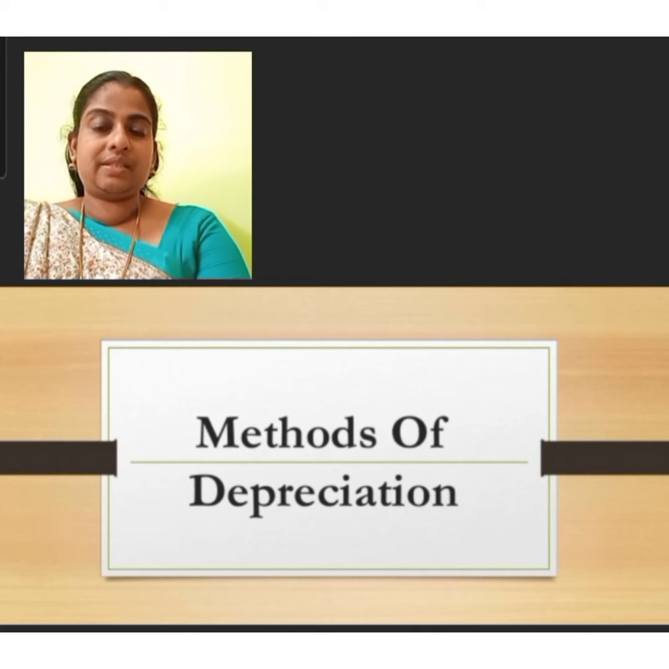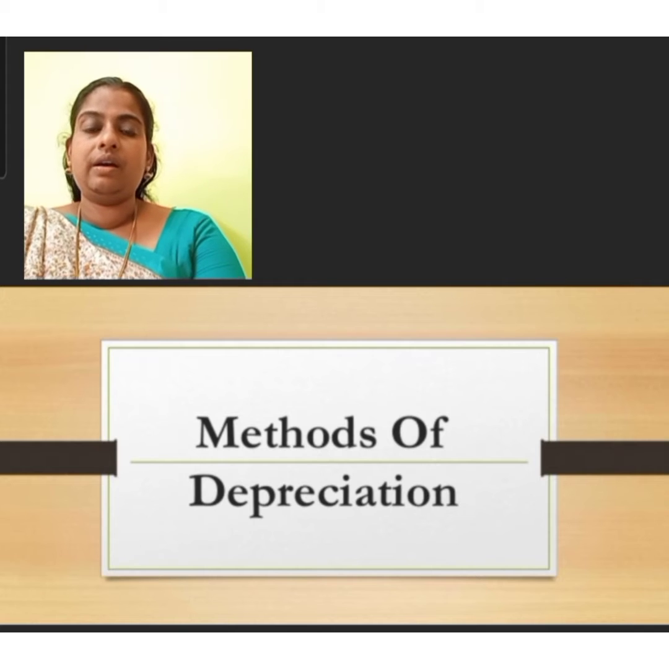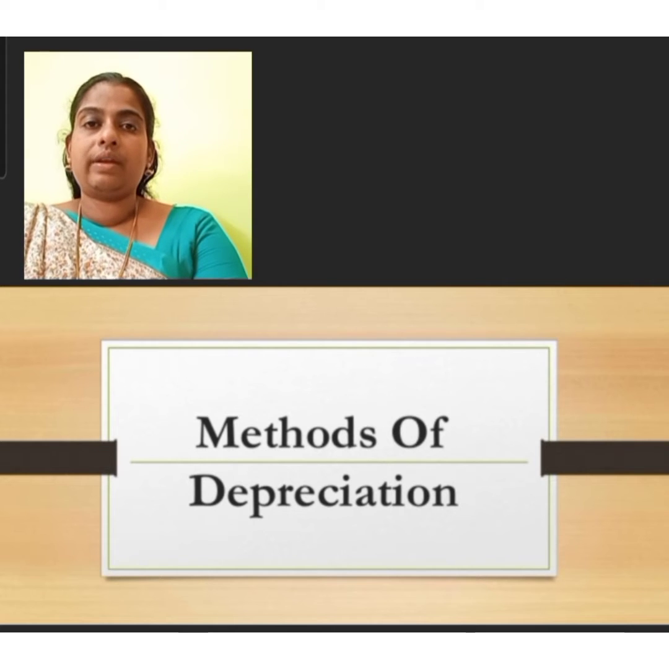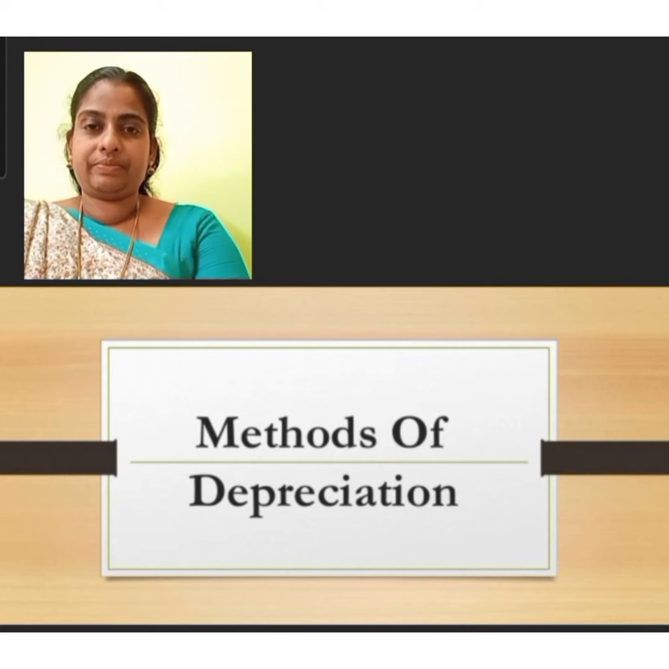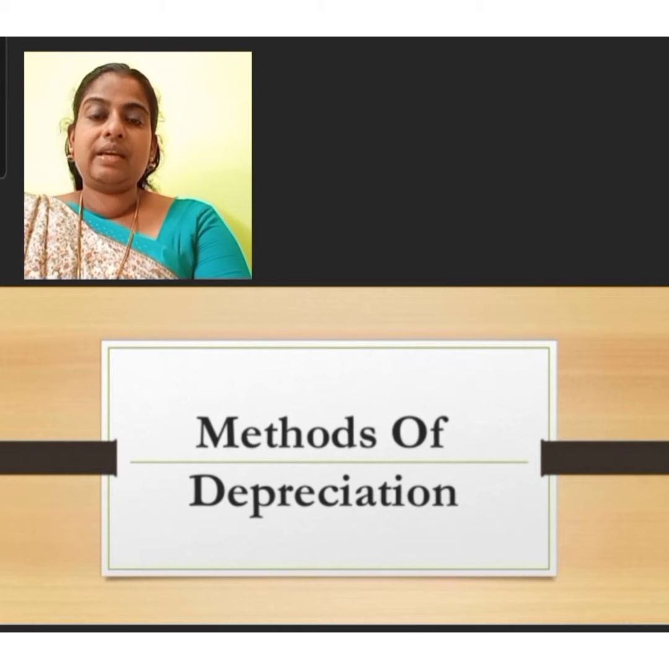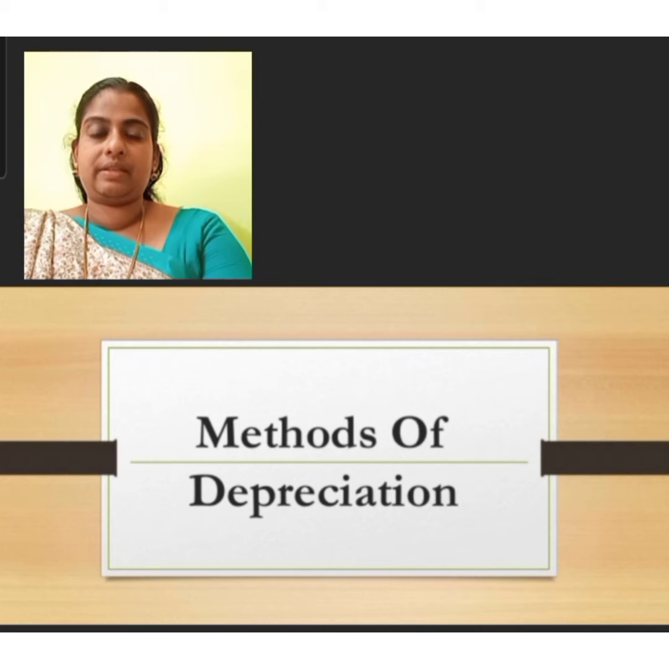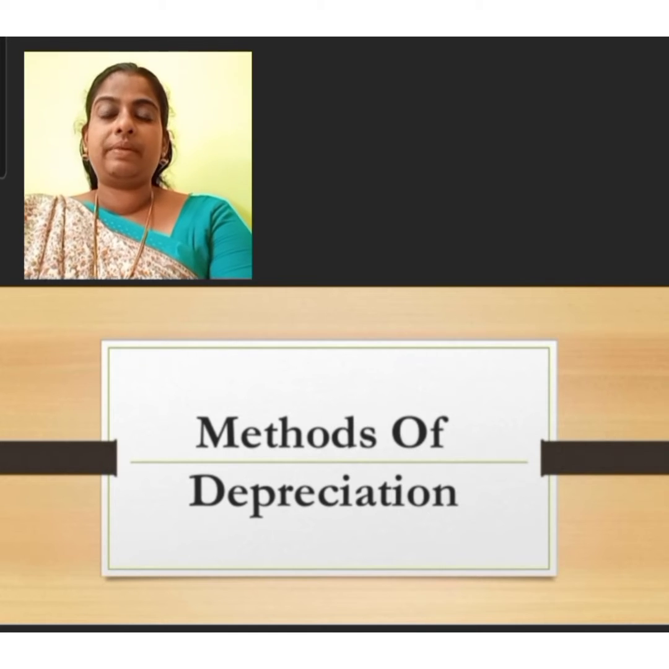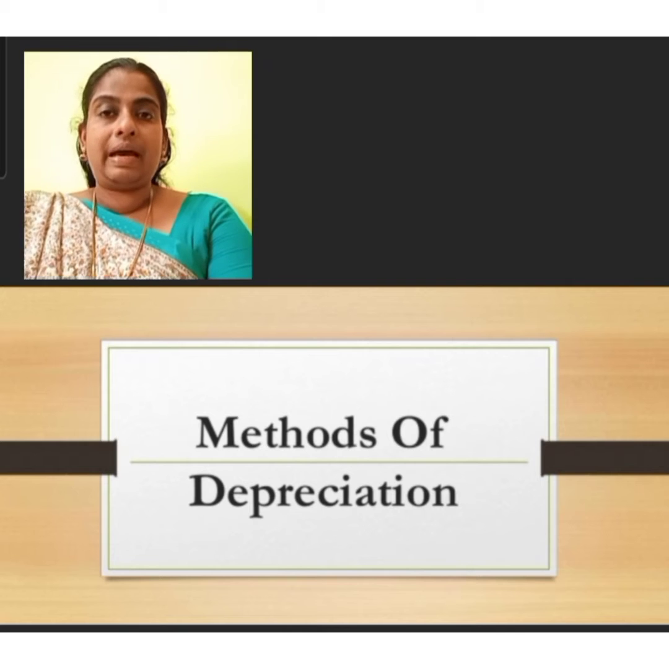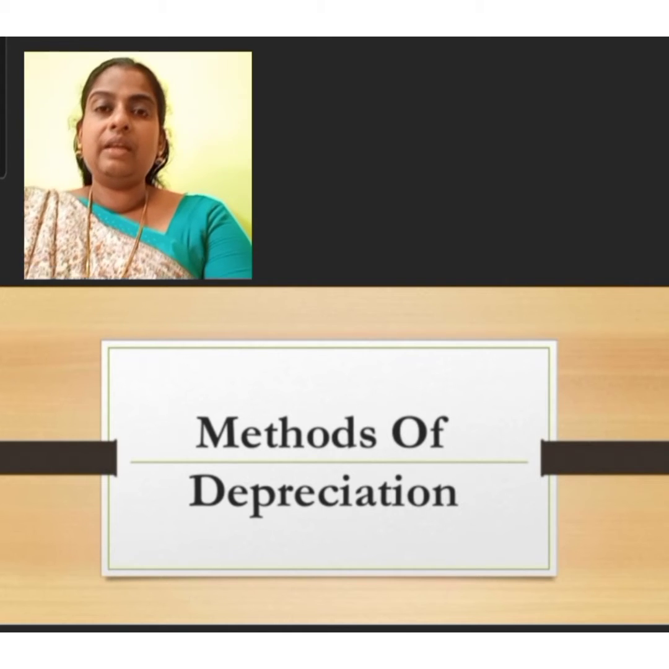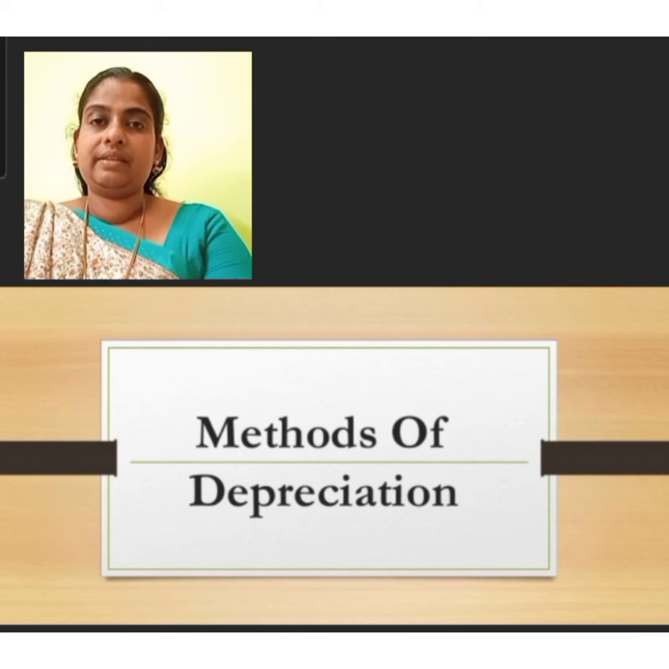Some commonly used methods of depreciation are: first one, fixed or equal installment method. This method is also known as straight line method. Second method is diminishing value method. Diminishing value method is also known as written down value method or reducing balance method. Third method is annuity method. The next one is depreciation fund method.